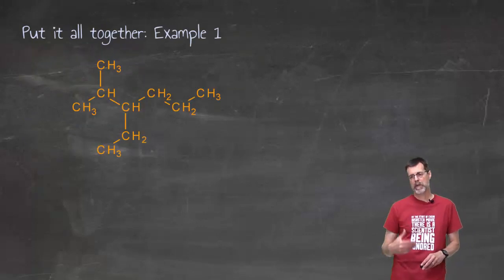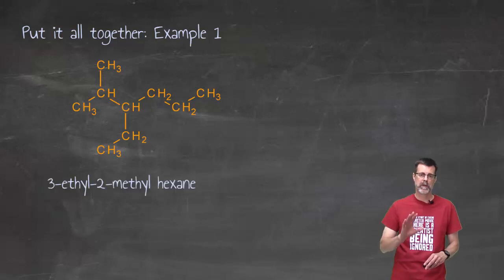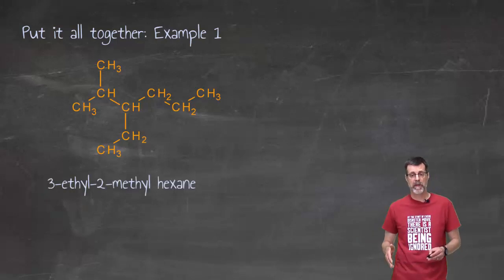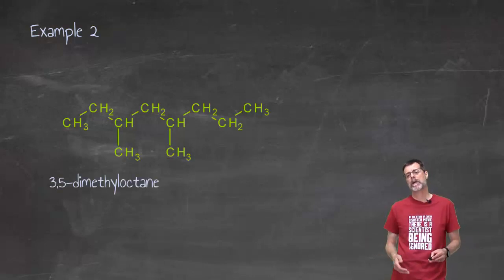If I take it and put it all together, we'll do this one together, and then I'll give you a second to try it out on your own. I know which direction I'm going to number it from. I know what my groups are. I know where my groups are. So I'm going to put it all together. 3-ethyl-2-methylhexane. Okay? Try this one. Ones we've already seen before. We've already identified the groups. But here we go.